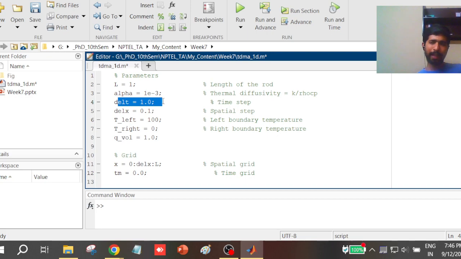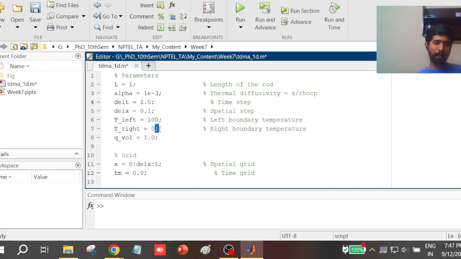Now delta t, I can take anything because I am doing implicit time marching here, and delta x I have taken as 0.1 because I take 10 elements. You can actually take n is equal to 10 and then write delta x is equal to L by n, that also you can do. I am just trying to solve it using finite difference. I am not doing finite volume here. I just want to show the implementation of implicit time stepping, that's the main agenda, using TDMA.